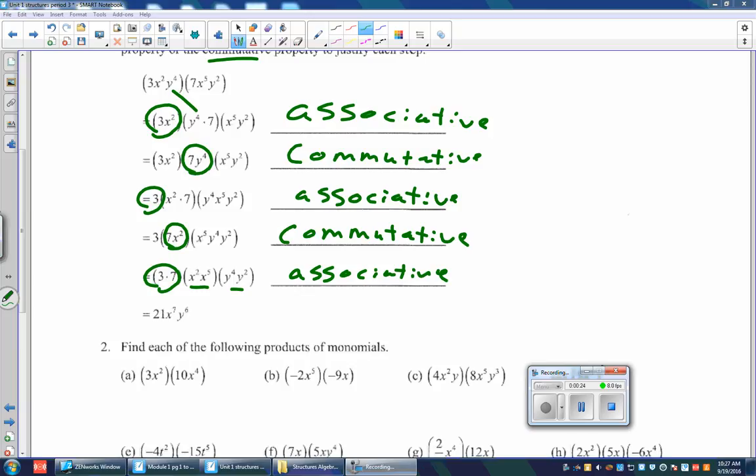So here they are filled in. You see that the associative property, there are fewer things inside the parentheses, or the y to the fourth came out. Here we commuted the 7 and the y to the fourth. Here, the associative, the 3 came out. Here, the commutative, we changed the order of the x squared and the 7 to be 7x squared. And here, the associative property, we grouped like terms.